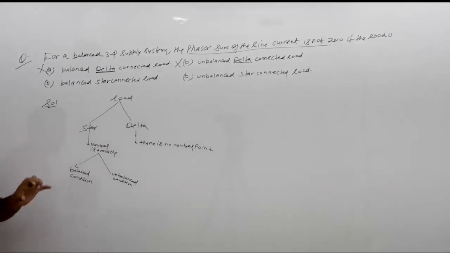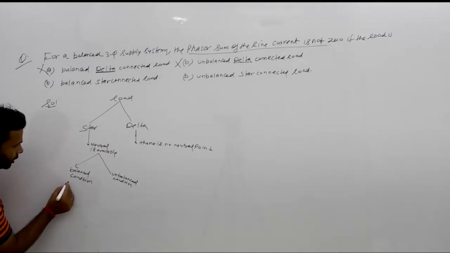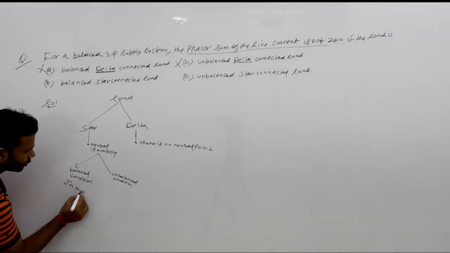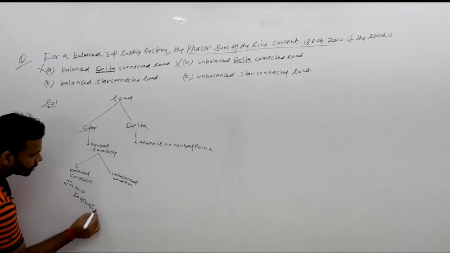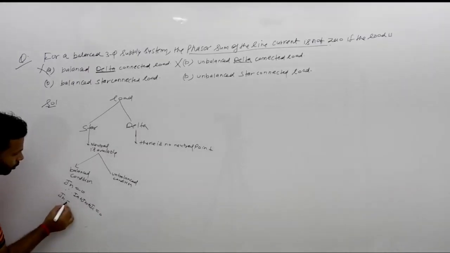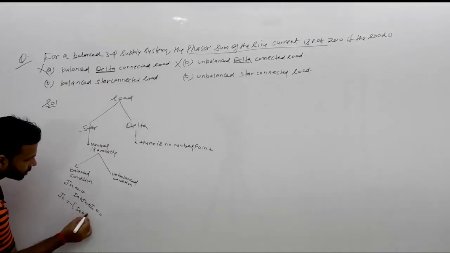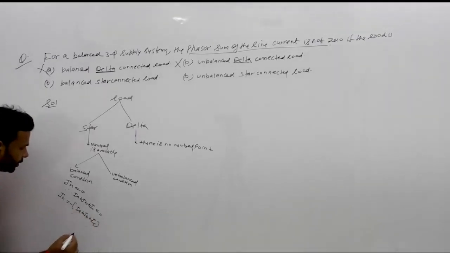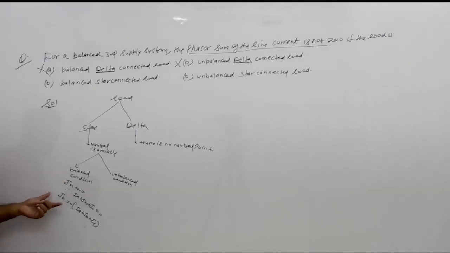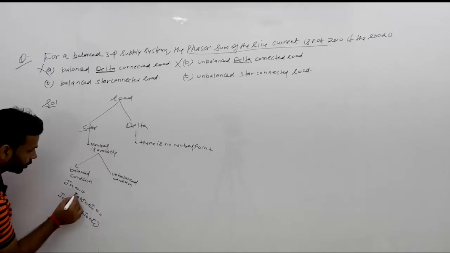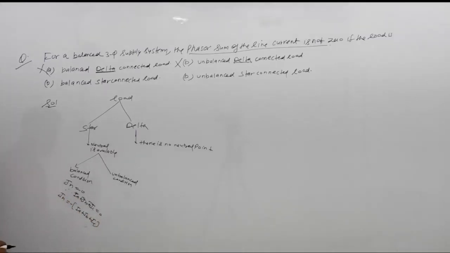तो न्यूट्रल तो डेल्टा में होता ही नहीं है, तो वहां तो ऑप्शन में ही नहीं होगा. अब अगर स्टार में लोड बैलेंस्ड है, then IN is equal to 0. This implies that IA plus IB plus IC is 0 because IN equals minus of IA plus IB plus IC. ठीक है यहाँ तक। सो अगर स्टार कनेक्टेड लोड है और बैलेंस है, देन न्यूट्रल करंट इज जीरो बिकॉज द फेजर सम ऑफ करंट इज जीरो, because if you know the property of balanced supply, the balanced supply is said to be balanced if their phasor sum is zero.